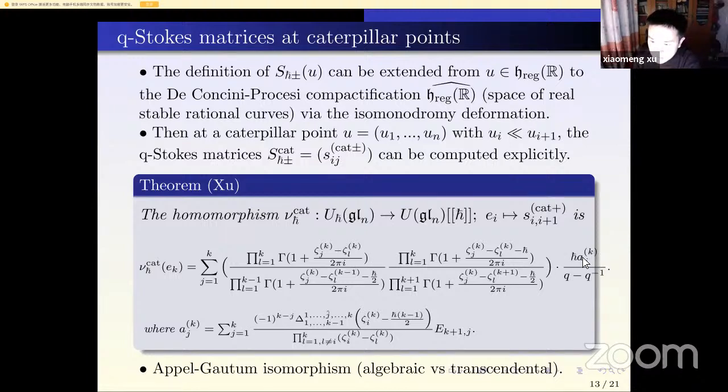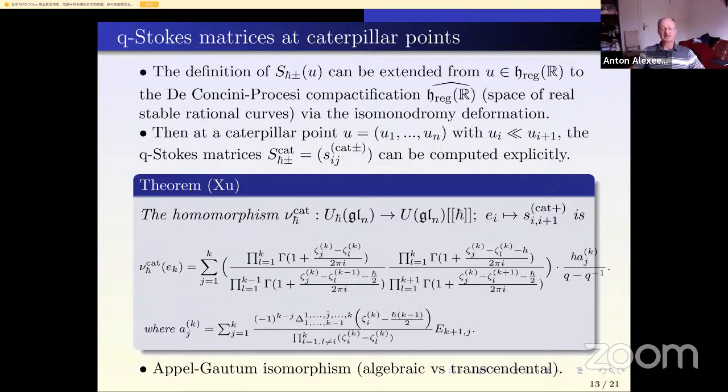And there is some other term, this A_kj term. And this A_kj is given by some quantum minor of the matrix T. So A_kj is given by some polynomial combinations of all the E_ij elements. Xiaomeng? Mm-hmm. I'm slightly worried by the fact that now this E is on the right. And in the example we had before, it was on the left. Should one worry about it, or is it just a matter of notation?